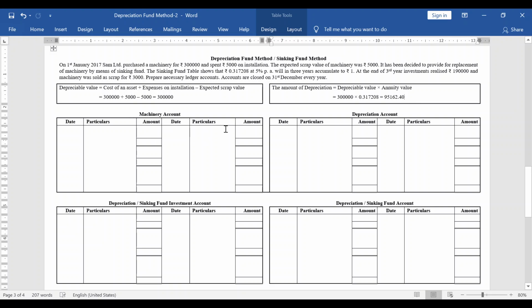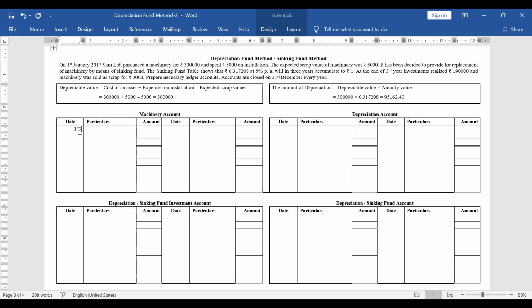Now coming to recording of transactions in ledger accounts, 4 accounts that are opened here are machinery account, depreciation account, Depreciation Fund Investment Account, which is also called Sinking Fund Investment Account, and Depreciation Fund Account, which is also called Sinking Fund Account.